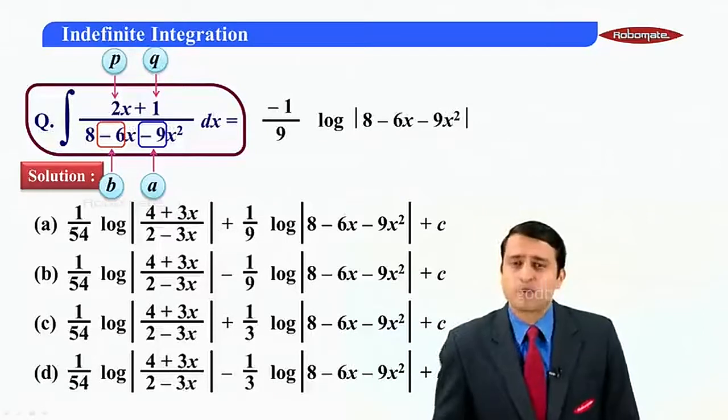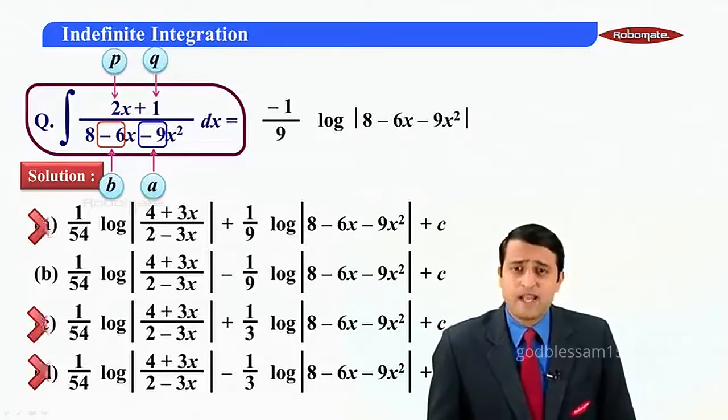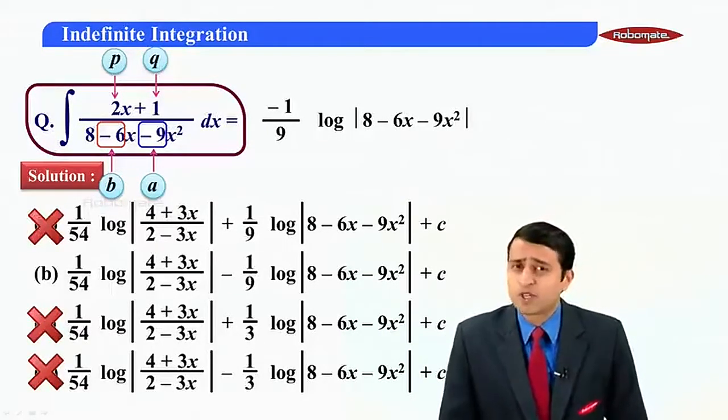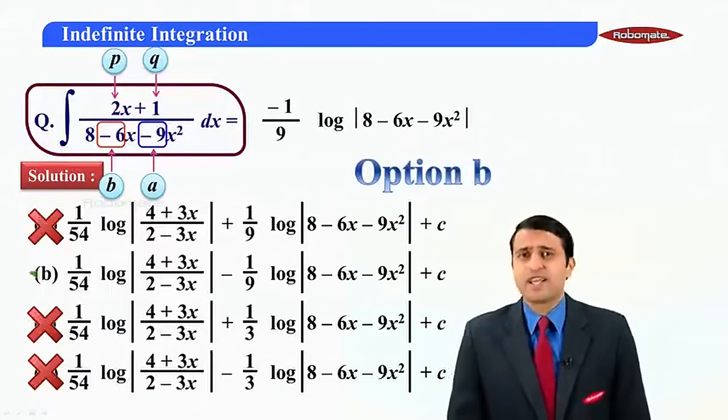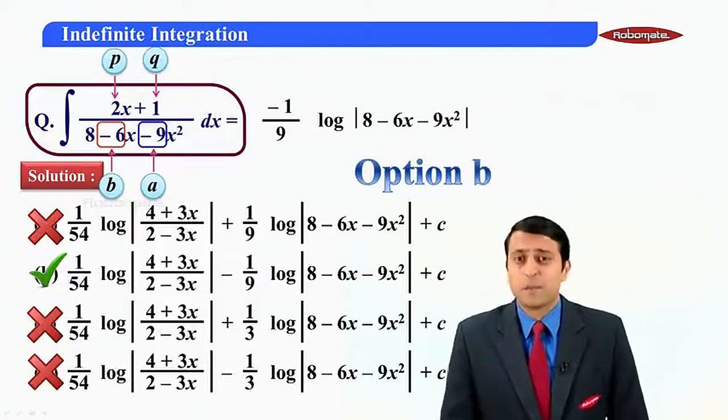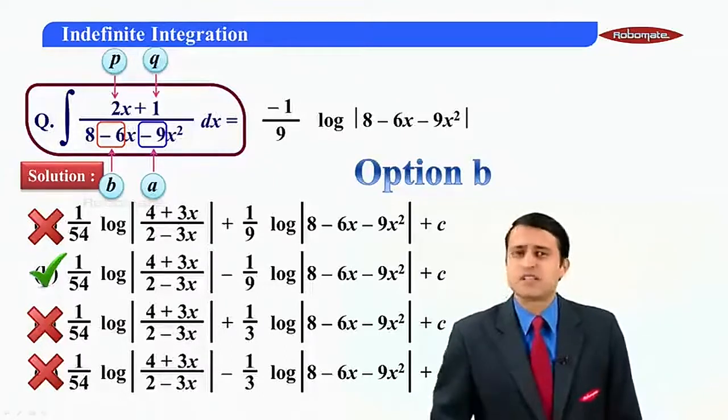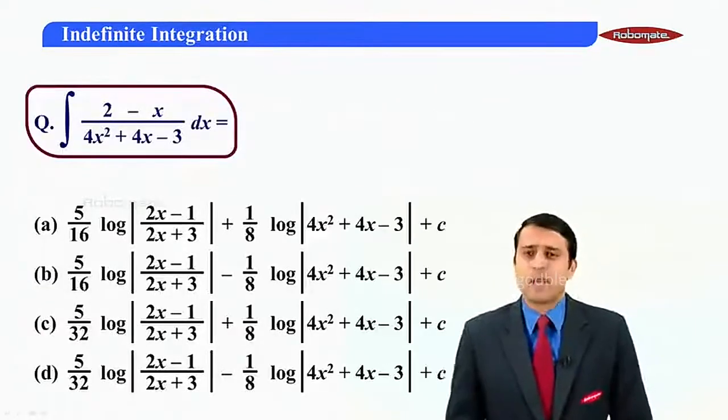So if you go back to the options my dear students, you understand minus 1 by 9 is seen only in one option, option B. So I can say my correct answer is option B. That's a very simple sum. Let's take one more tricky example.